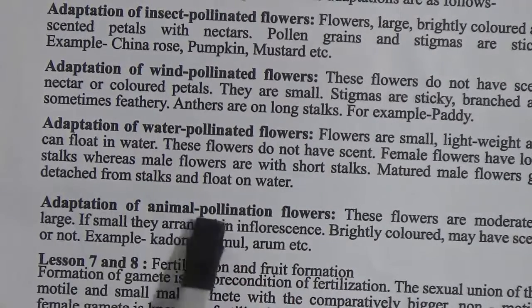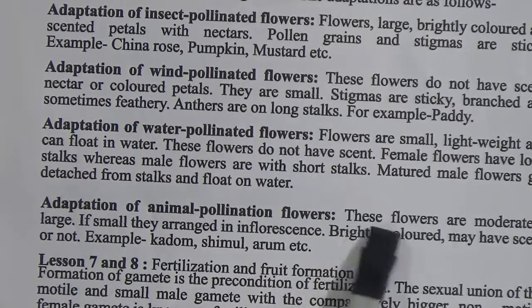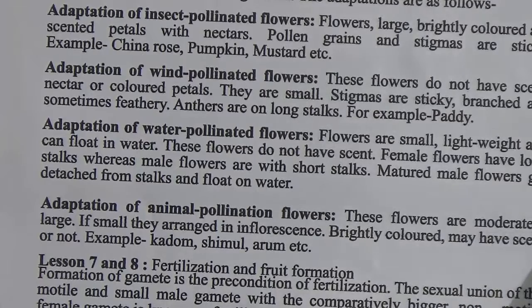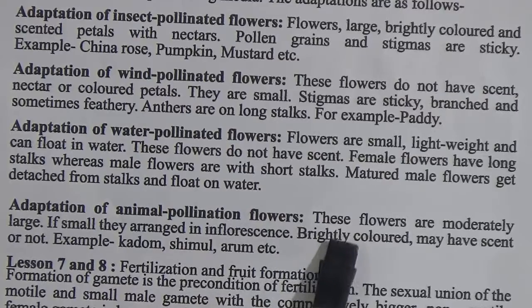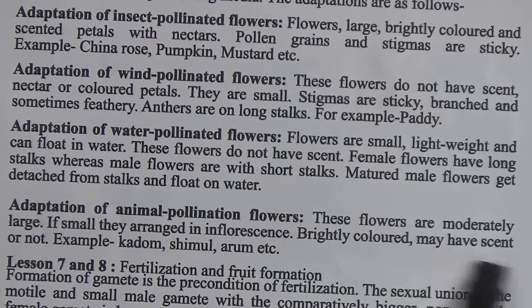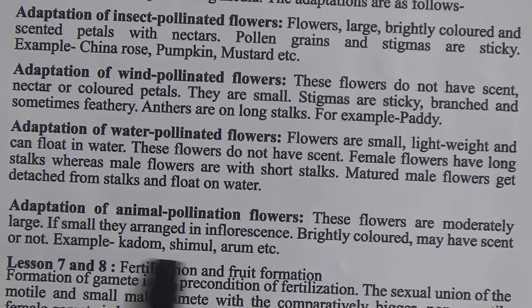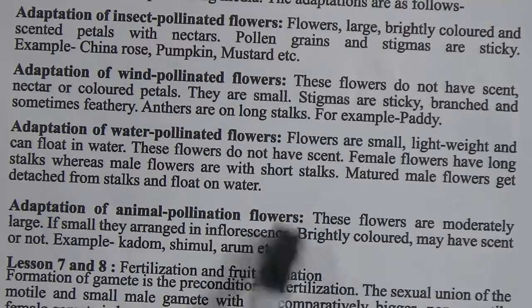Now the adaptation of animal pollinated flowers. These flowers are moderately large, or if small they are arranged in inflorescence, brightly colored and may or may not have scent. Examples: kadam, shimul, arum, etc. And come to the next lesson, that is fertilization and fruit formation.